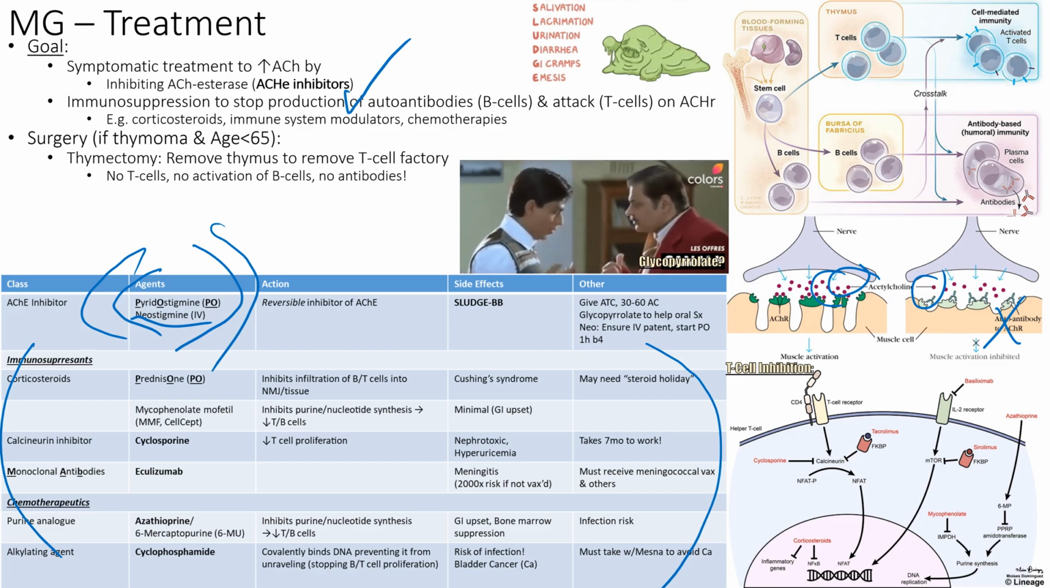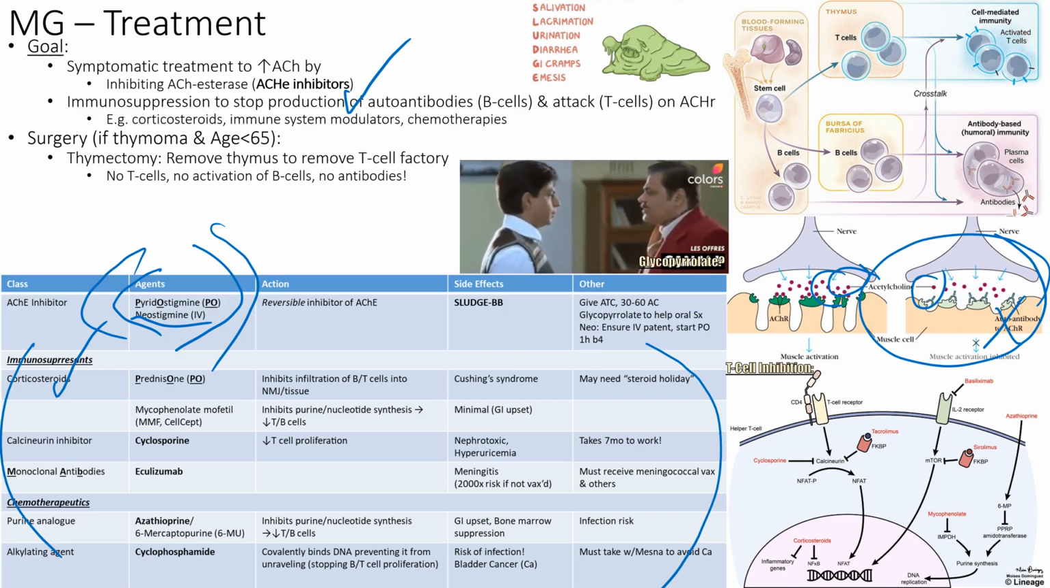And definitely during a crisis, we're going to give steroids to help stop the infiltration of B cells and T cells into this membrane here. All right, so they're going to stop that process. We have other medications here like calcineurin inhibitors. They're going to inhibit T cells. And T cells do what? Do they make antibodies or do they attack things?